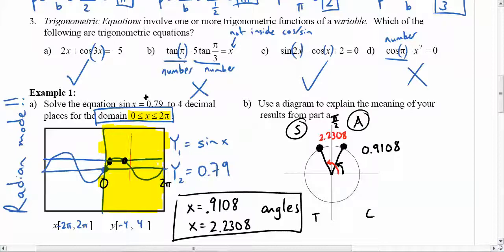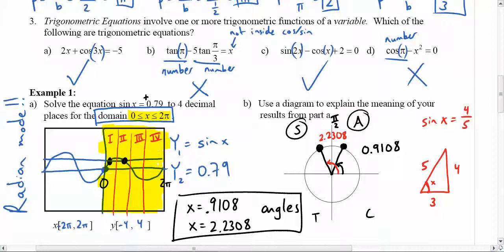If you remember from before, you can actually see the 4 quadrants on a graph. This is quadrant 1, 2, 3, and 4. Actually, these will pretty much make a triangle that is 3, 4, 5. Because if this is the angle x, it's saying that sine x equals opposite over hypotenuse. 4 over 5 is 0.8. So if you have a 3, 4, 5 triangle, then the angle is 0.9108 radians.